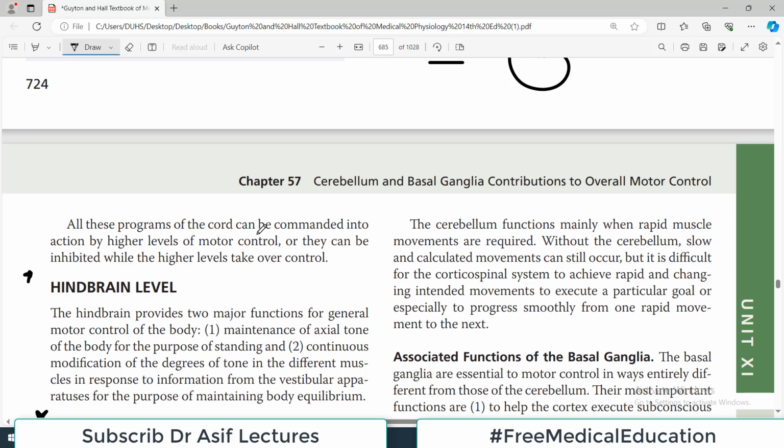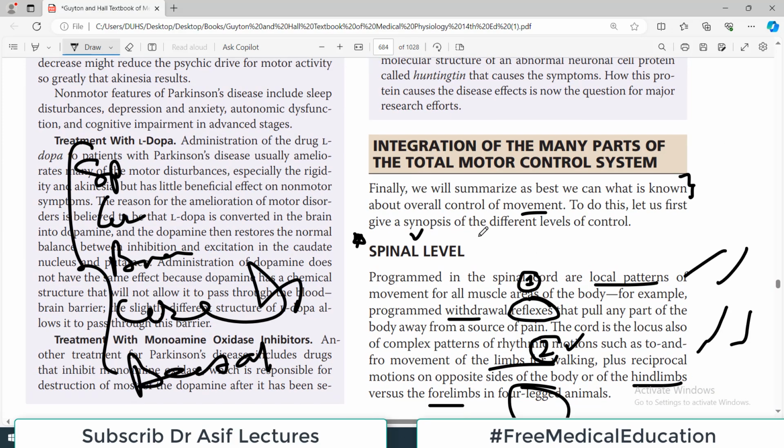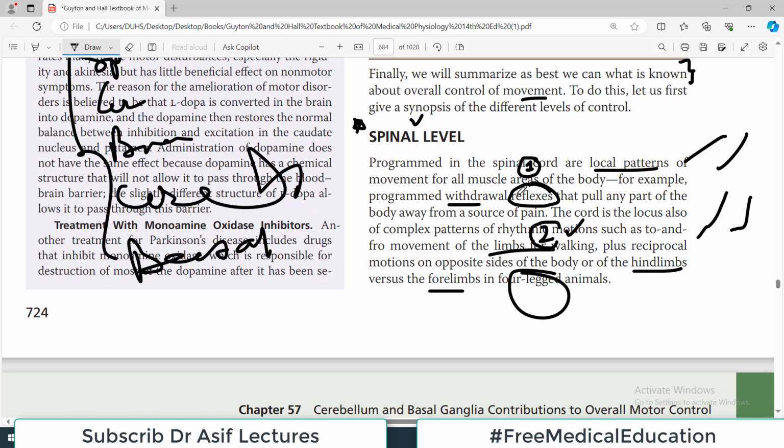All these programs of the cord can be commanded into actions by higher levels of the motor control, or they can be inhibited while the higher levels take over the control. So spinal cord में जो initiate हो रही हैं हमारी body की voluntary movements, उनमें major जो आपने याद रखने हैं, I mean this is kind of involuntary reflex. यानी अगर आपका हाथ पे कोई पिन चुभ जाए, ये हमने डिटेल में पूरा एक चैप्टर था, we have discussed this in detail. But now is the synopsis, the summary of what happens at the spinal cord level. So reflexes and walking movements, okay?